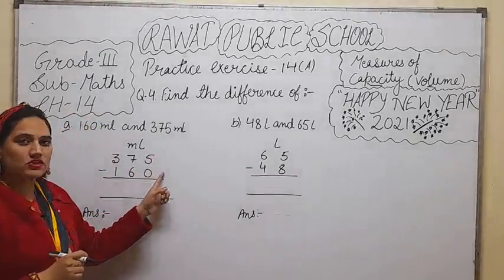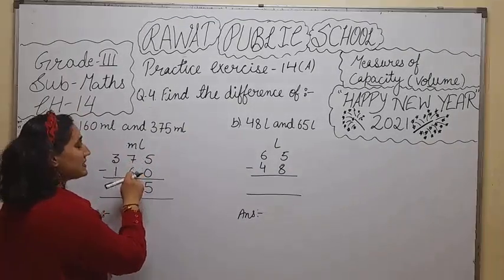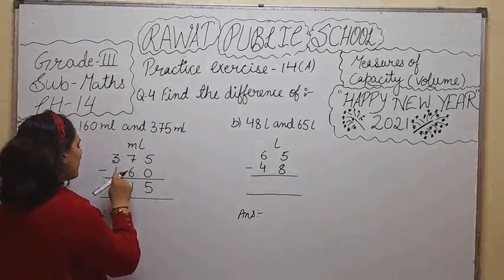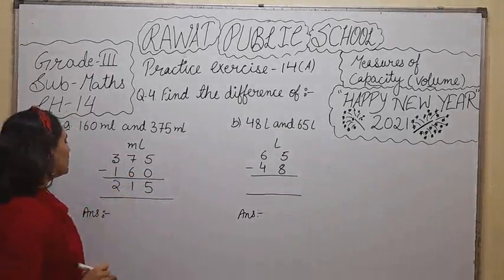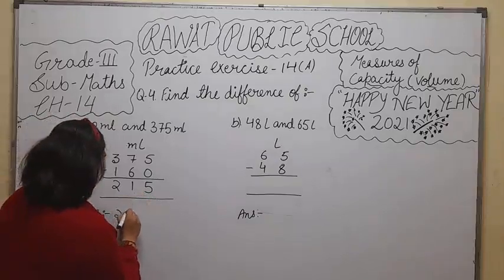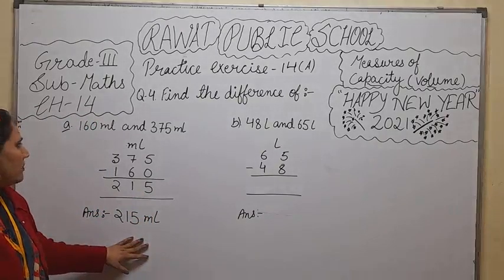So 5 minus 0 becomes 5. 7 minus 6 becomes 1. And 3 minus 1 becomes 2. So we have 215 ml. We'll write 215 ml. This is the answer of question number A.